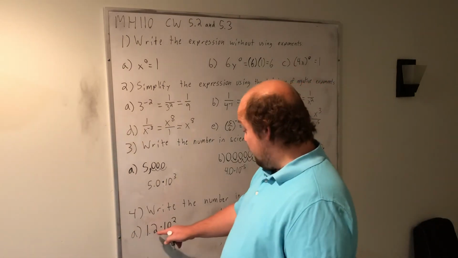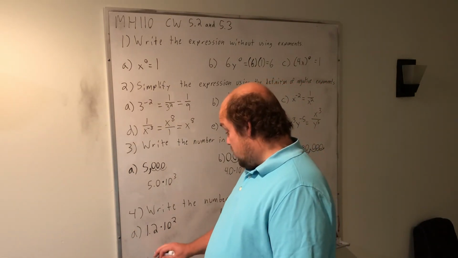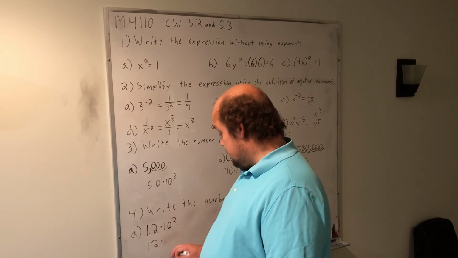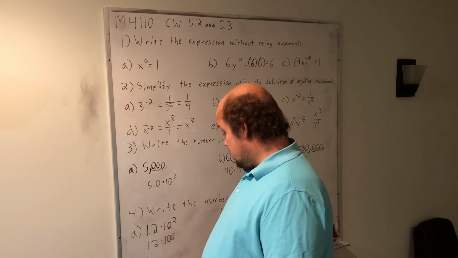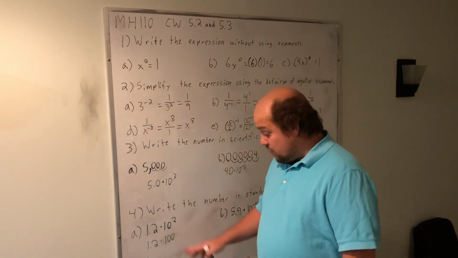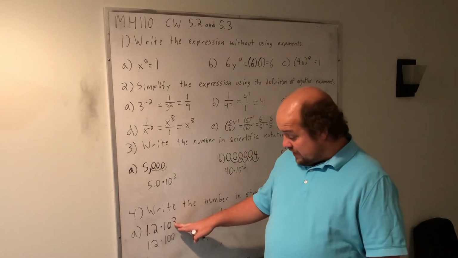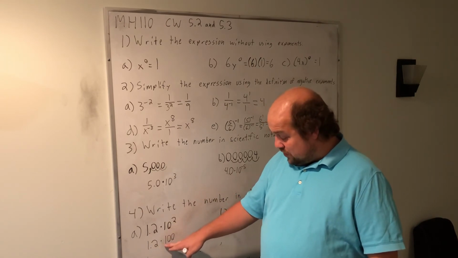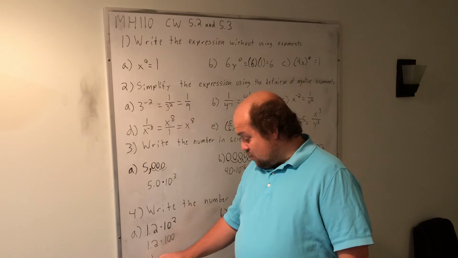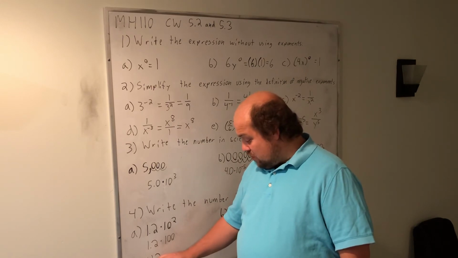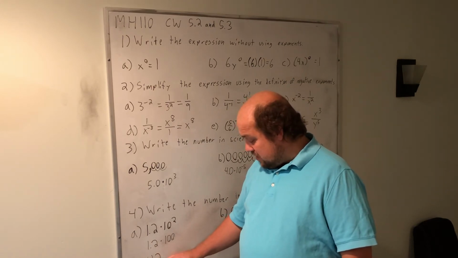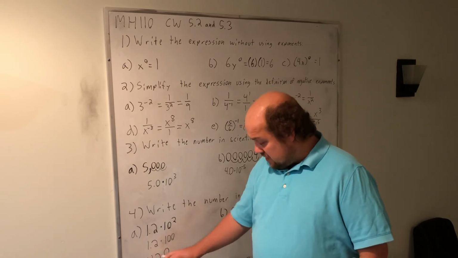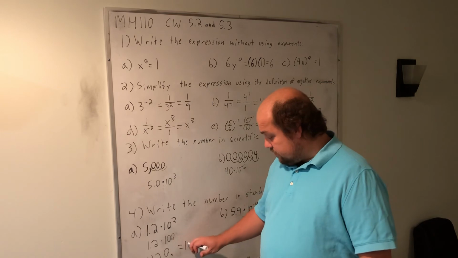So 1.2 times 10 to the second really means 1.2 times 100. What I'm doing here is I'm moving 2 decimal places because there's 2 zeros here, so I have to move this 1, 2 spots. So 1.2 becomes 1 spot, 2 spots, put a 0 in any empty spaces, 120.